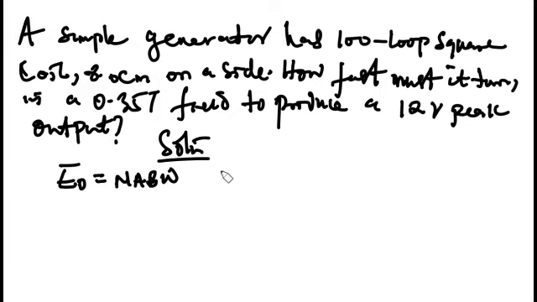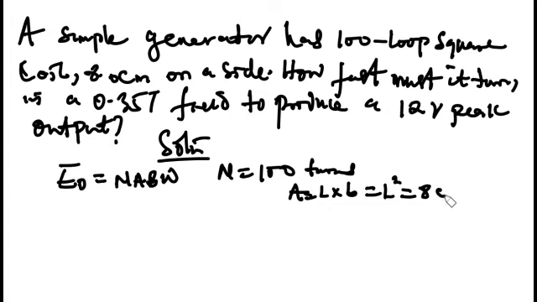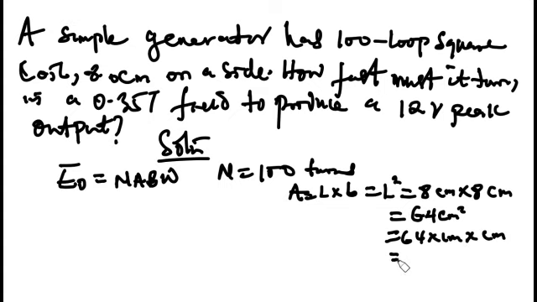Alright, we are given that N is 100 turns, since the generator has a 100 loop square coil. So area is length times breadth. Of course, since it is a square, it will be L squared. So we have 8 cm times 8 cm, which is 64 cm squared. We are going to convert this to meters. This is 64 times cm times cm, so this is 64 times 10 to the power minus 4 meter squared. Going further, we are given that B is 0.35 Tesla.